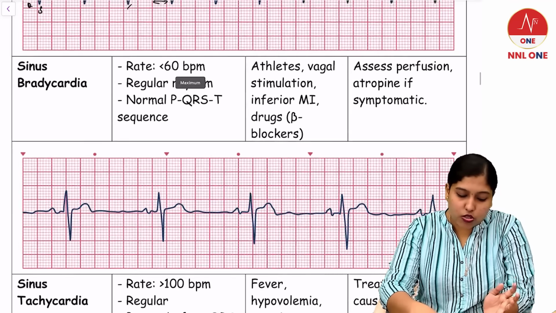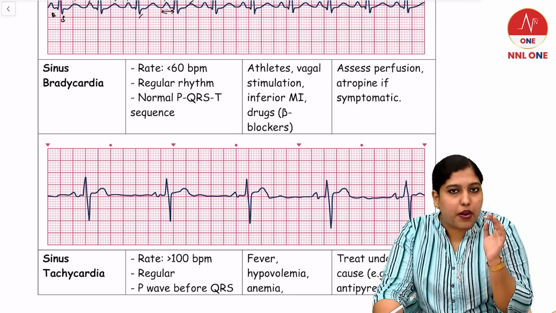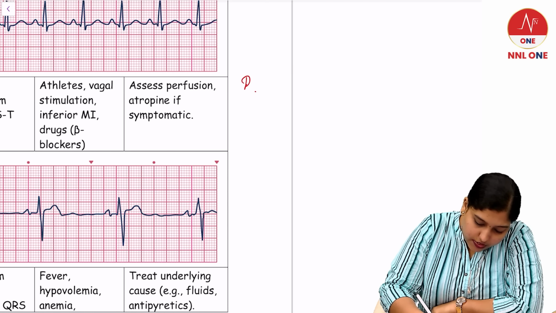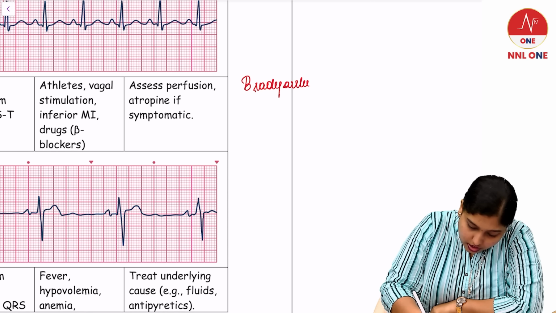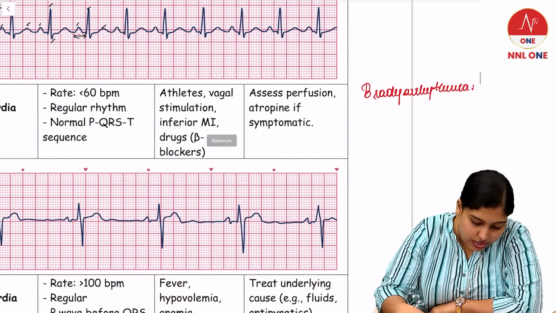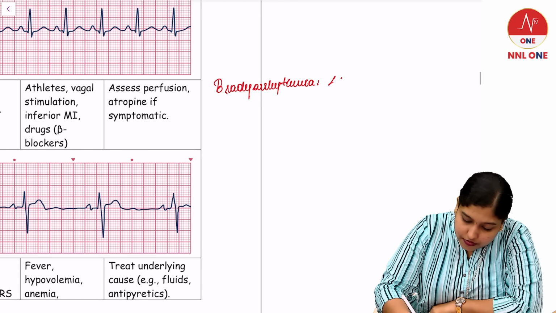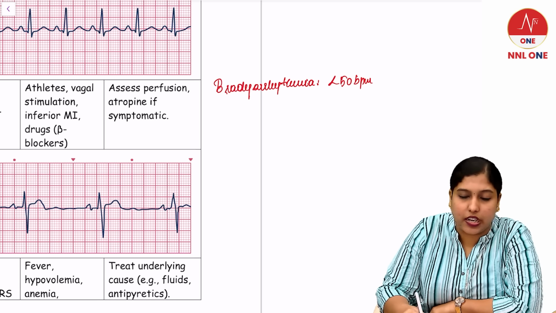Next we are going to sinus bradycardia. As you all know, bradycardia means a decrease in the heart rate. The other term we have is bradyarrhythmia. What is meant by bradyarrhythmia? Bradyarrhythmia means the heart rate is going less than 50 beats per minute. You are terming it as bradyarrhythmia.